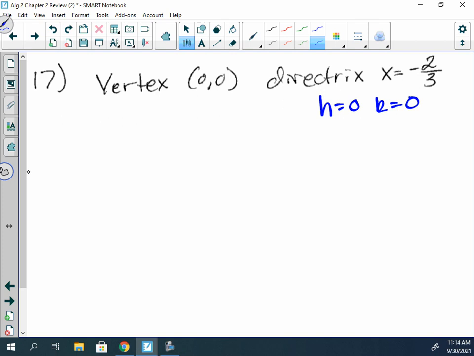Now the directrix is, for this here, x equals what? It would be our h minus p. p would be negative 2/3, because the equation for the directrix that's given to us from the general equation tells us the directrix is x equals h minus p. Here we have the directrix is x equals negative 2/3. So our h minus p should equal negative 2/3.